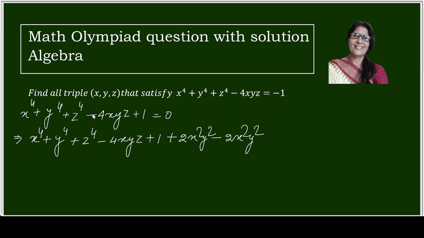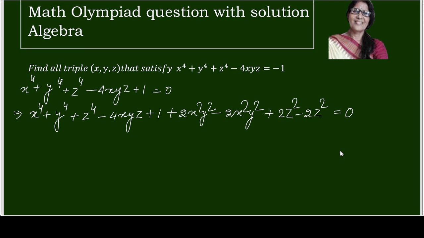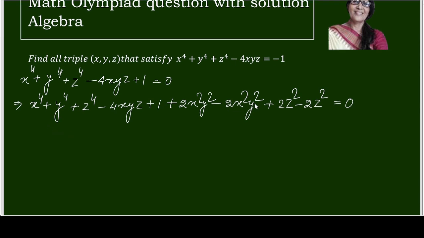Similarly, z to the power 4 is z square whole square and 1 is there. So I need a 2z square term, so I'll subtract another 2z square term. And there was your minus 4xyz equals to 0. Next, this step is very important.